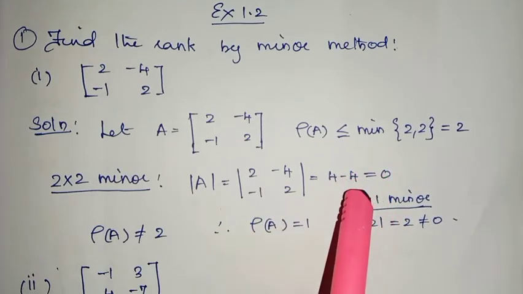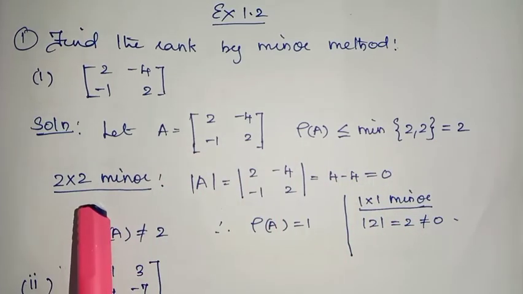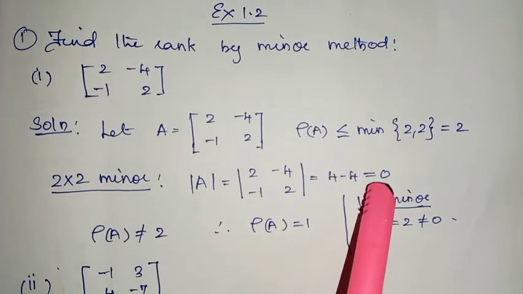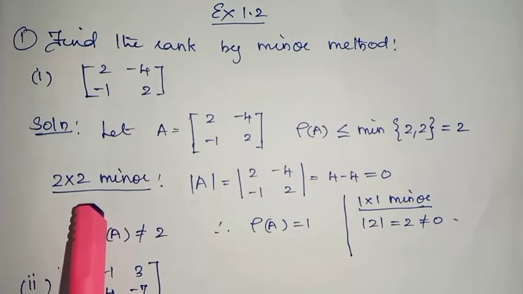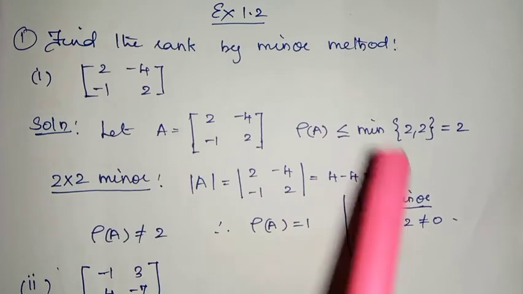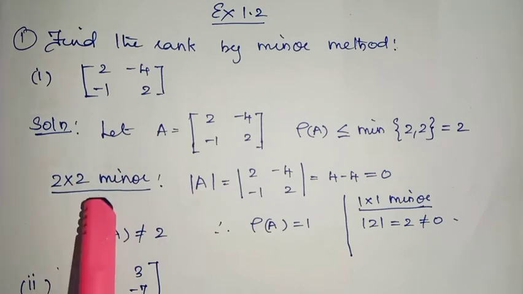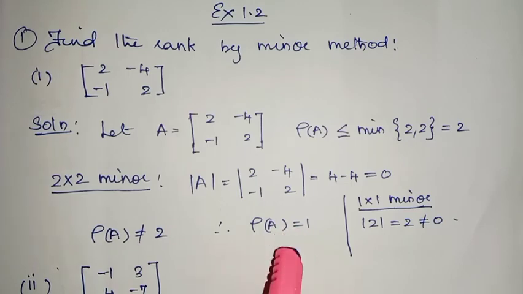If you get 0, it means the rank is not 2. When you find the minor value and it is equal to 0, the rank will not be that. That means not 2. Suppose for a 3 by 3 minor you are finding the value, if it is 0, the rank will not be 3. Since it is not 2, possibly it is 1 only. So the rank of A is not equal to 2. Therefore, the rank of A must be 1.